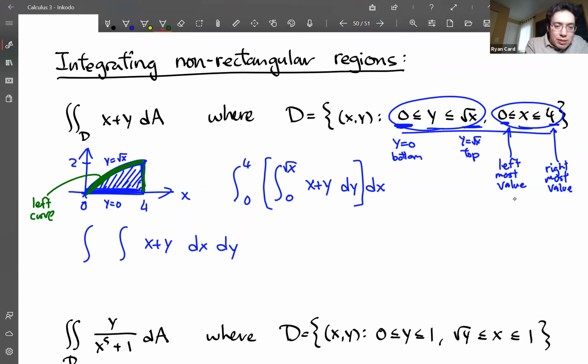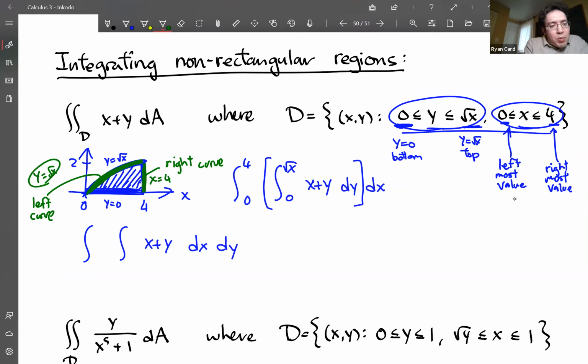And this is the right curve of the region. Okay, so we're integrating from left to right. So we're going from y equals square root of x to x equals 4, that's the right curve right there.